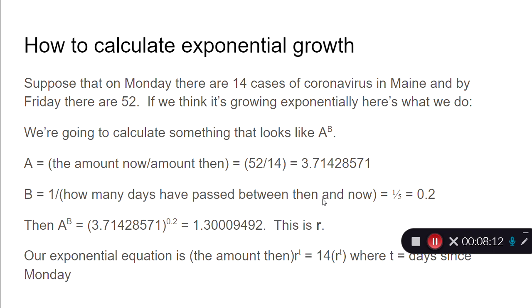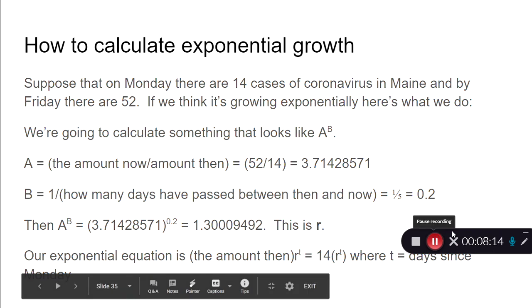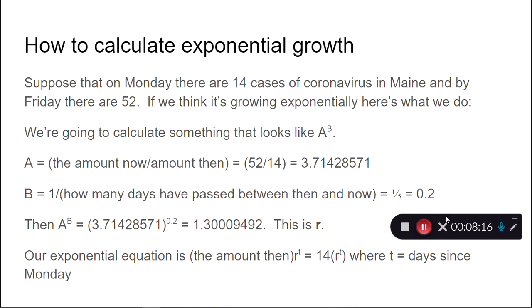All right. So let's talk about how we calculate exponential growth. There are some questions I'm going to ask you. Actually, maybe I'm going to pause here and I'll start with this slide again in just a minute.